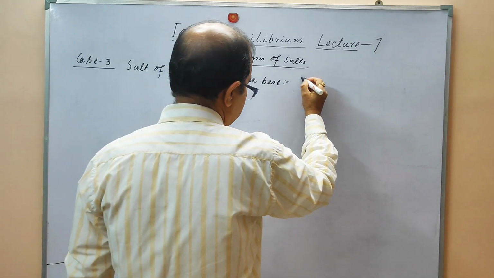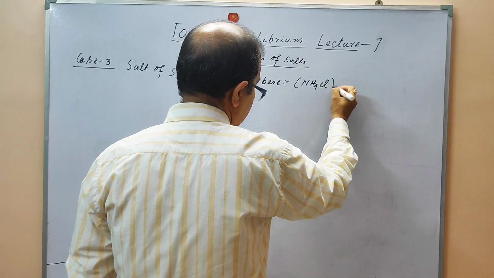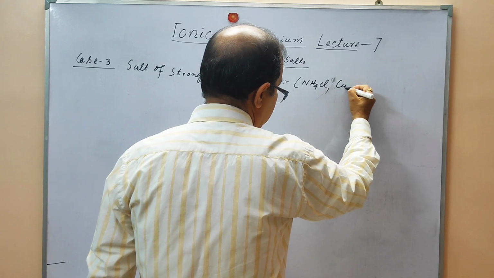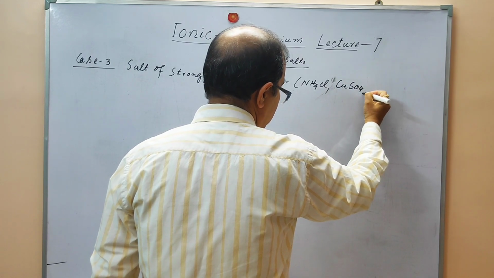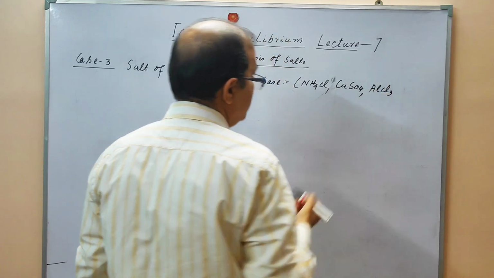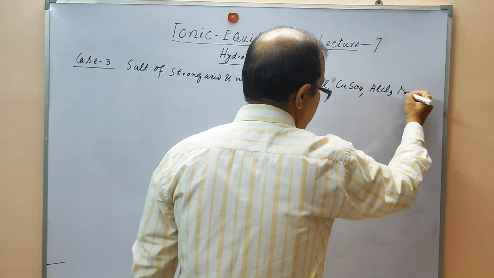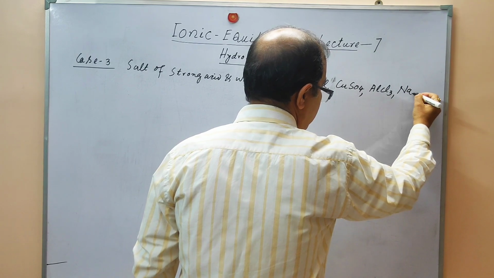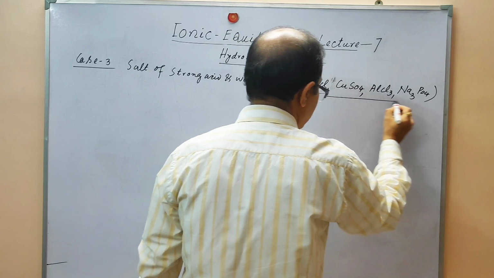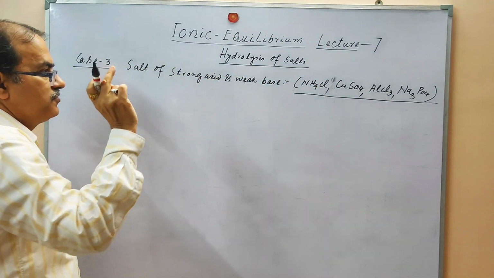In this example you can see NH4Cl. Then you have the copper sulfate, aluminum chloride, Na3PO4. All are salts you can see produced out of this strong acid and the weak base.